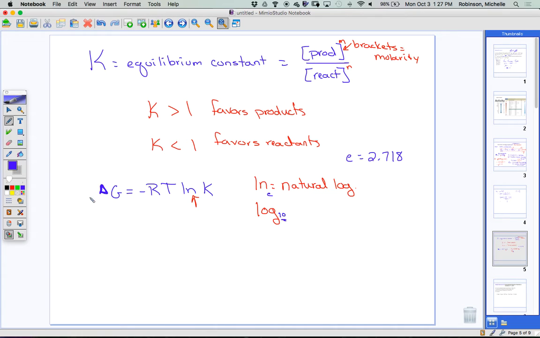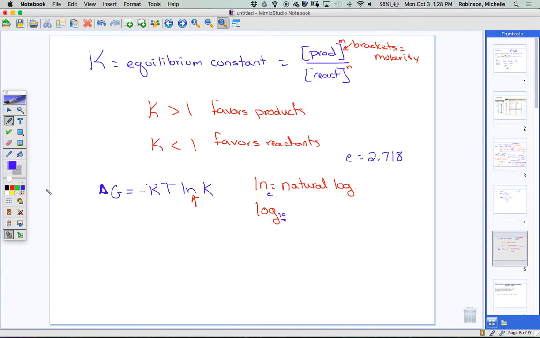All right. So if you know delta G, you can now find K. And if you know K, you can find delta G. It's easier if you know K to find delta G, though, isn't it? Yeah, a whole lot easier. But the other way, we'll probably need to practice.